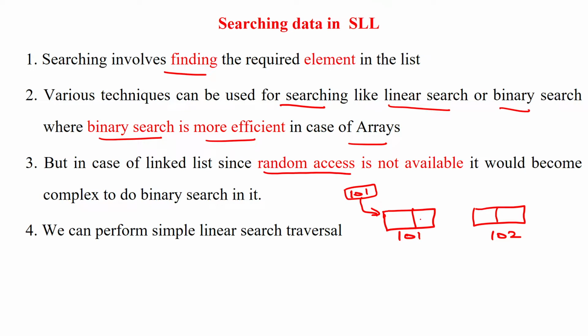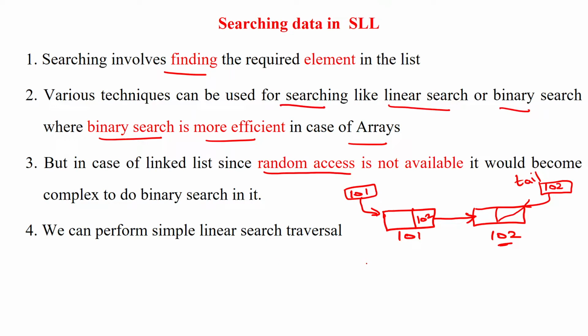Then the first node will have the address of the second node. Once 102 is written in the address field, the link will be created with the second node, 102. The next field of 102, the last node, is the null value. The tail pointer will have the last node address. This is denoting this last node, right?